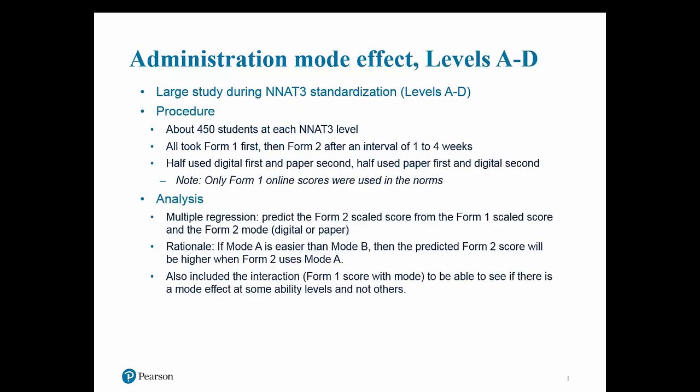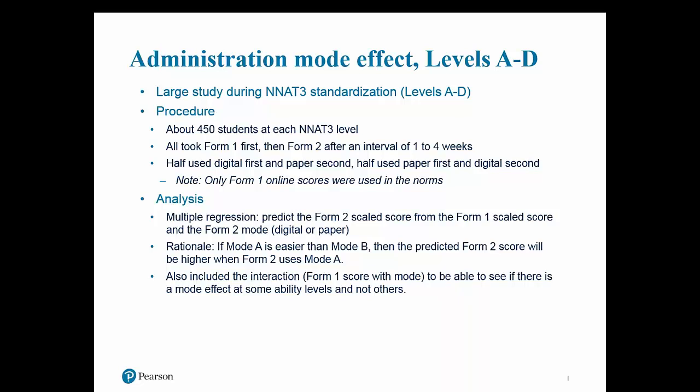So the question was, what would we find if we looked for mode effects in levels A through D? During the revision and norming of levels A through D, we conducted a large study during the standardization, and we included about 450 students at each of the 4 NNAT 3 levels, A, B, C, and D. All the students took Form 1 first, and then after 1 to 4 weeks they took Form 2. The reason we kept the form sequence constant for all students was to eliminate any possible impact of form differences, however slight they may be, on the analysis, controlling that source of variation.